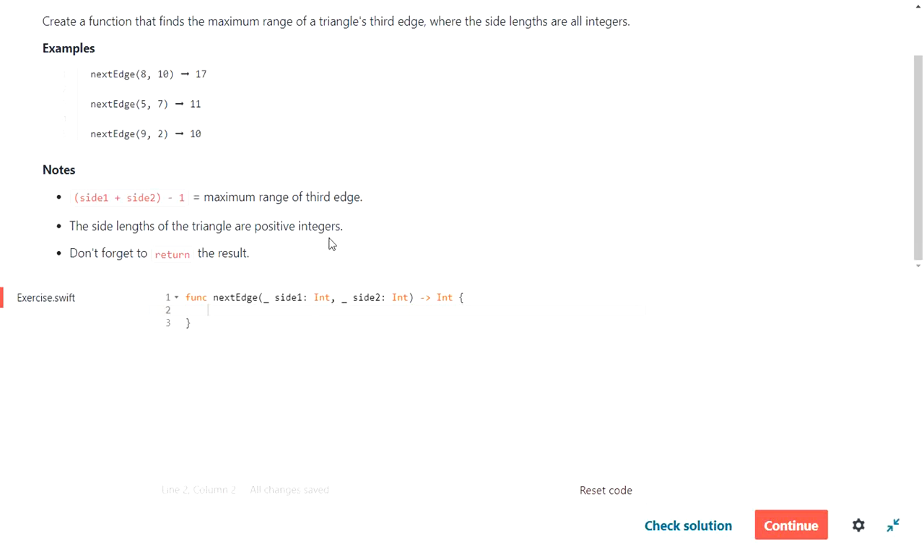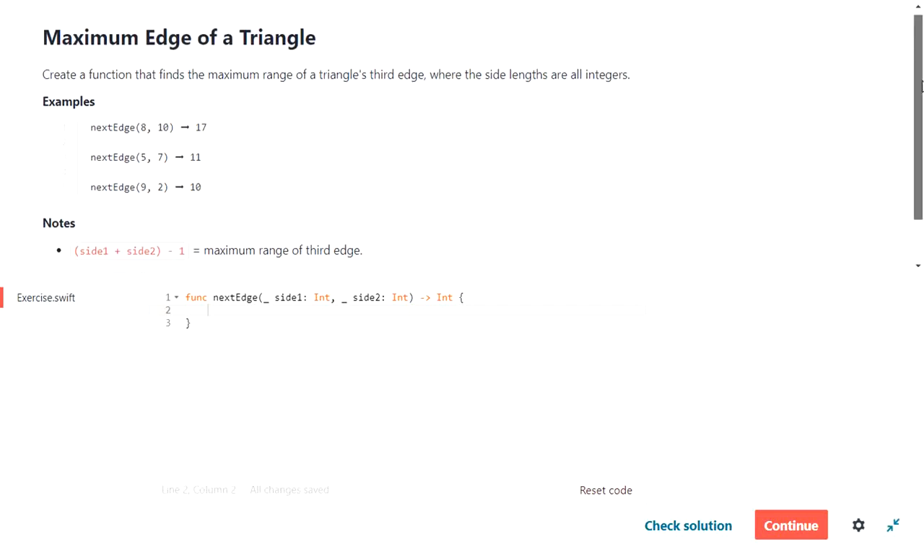Besides this, I have given a lot of tests to validate your code. So the most basic method is to just return side 1 plus side 2 minus 1. We'll check the solution here. Okay, our solution is correct.